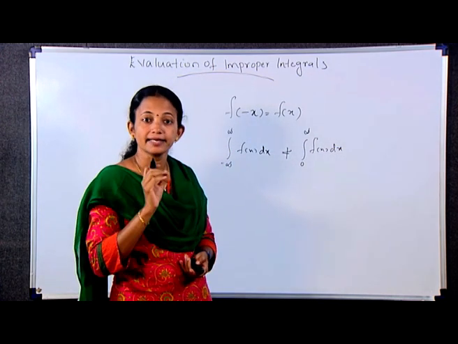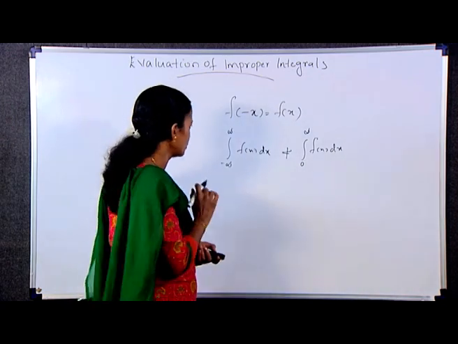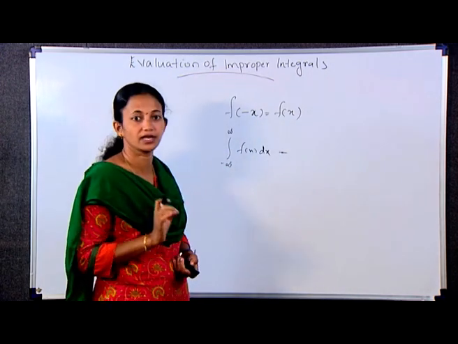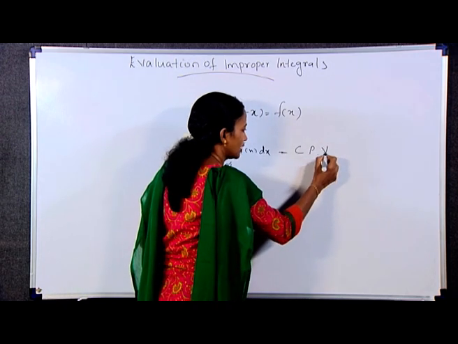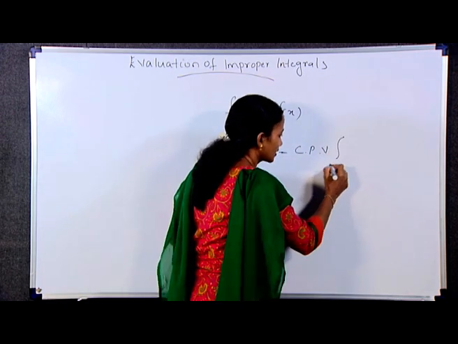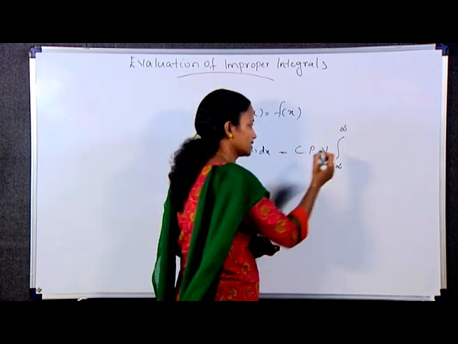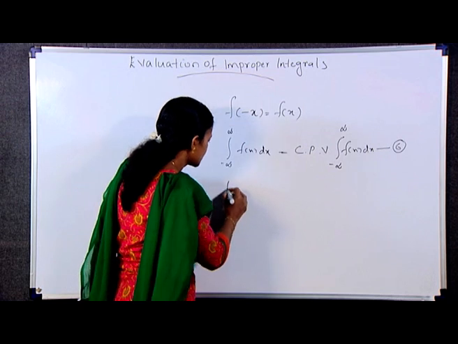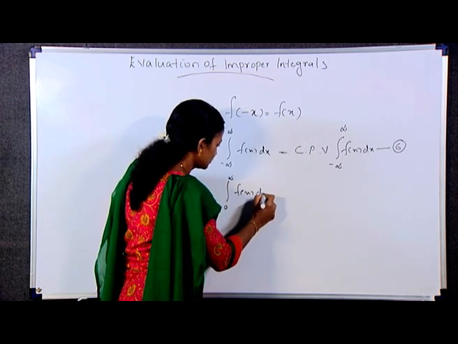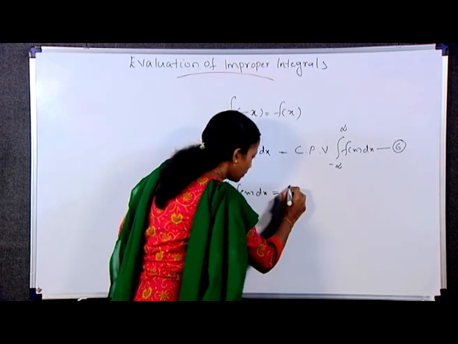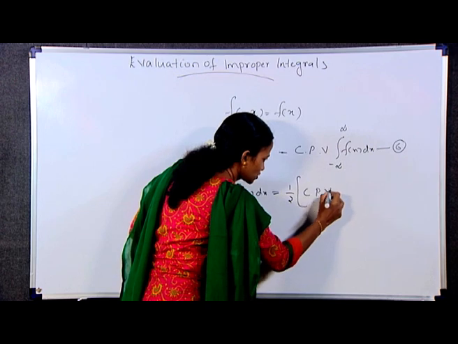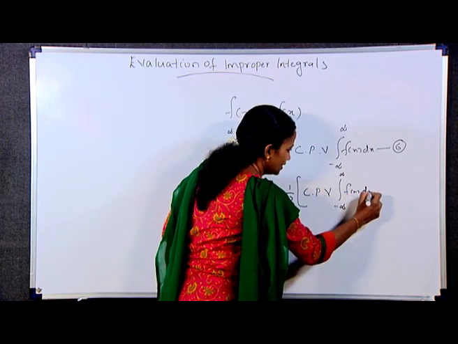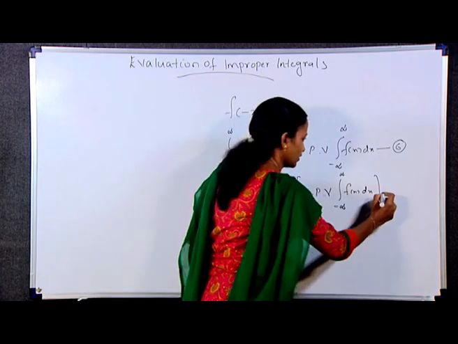This exists, and the integral from minus infinity to infinity of f(x) dx is equal to the Cauchy principal value, that we can write as CPV of the integral from minus infinity to infinity of f(x) dx. Equation number 6. Again, the integral from 0 to infinity of f(x) dx is equal to 1 by 2 times CPV, that is Cauchy principal value, of the integral from minus infinity to infinity of f(x) dx. Equation number 7.